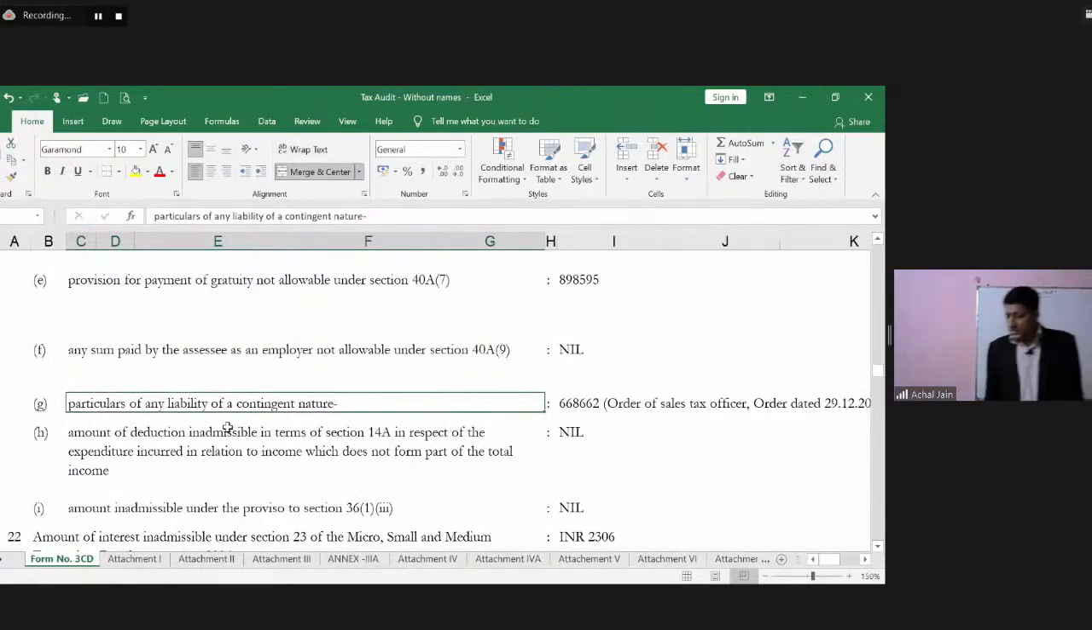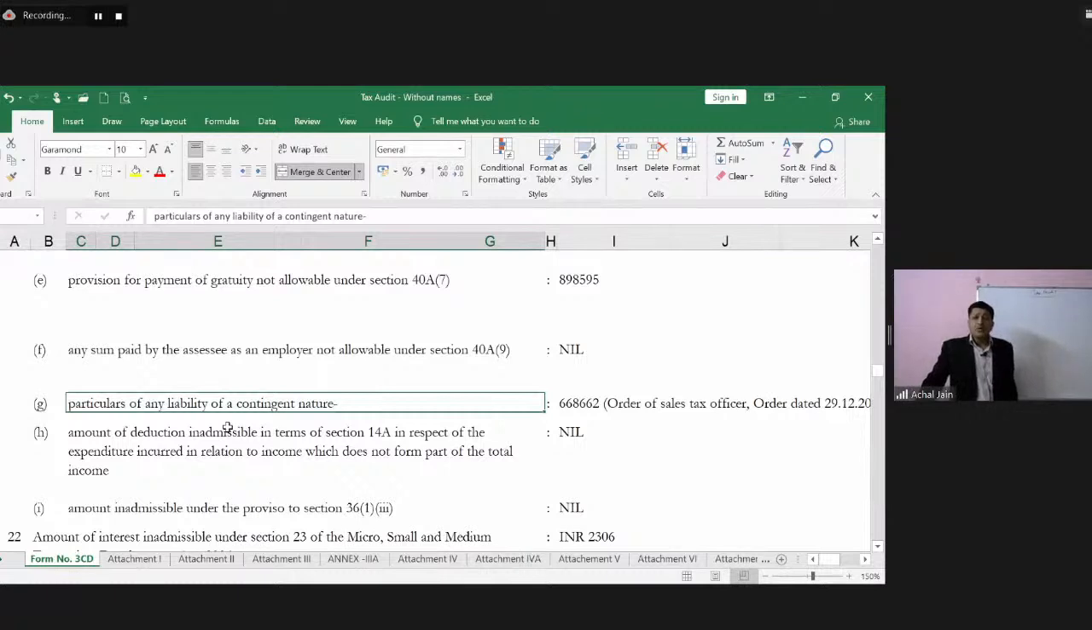Moving on to the next clause, it requires reporting if there is any provision for payment of gratuity which is not allowable under section 40A(7). So if any gratuity provision has been created, so gratuity has not been paid, only the provision for gratuity has been created. Gratuity is an employee benefit. Then that amount will get disallowed and will be allowed under income tax only when it is paid in cash. Cash means only when it is paid.